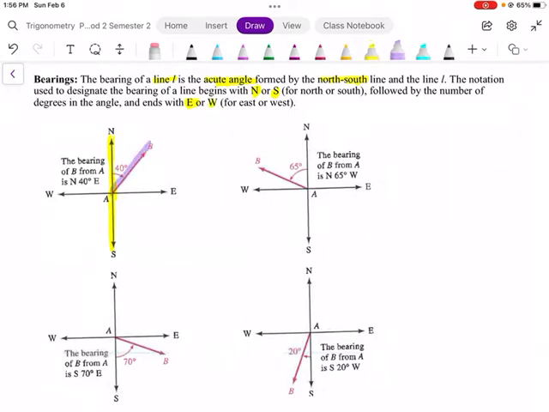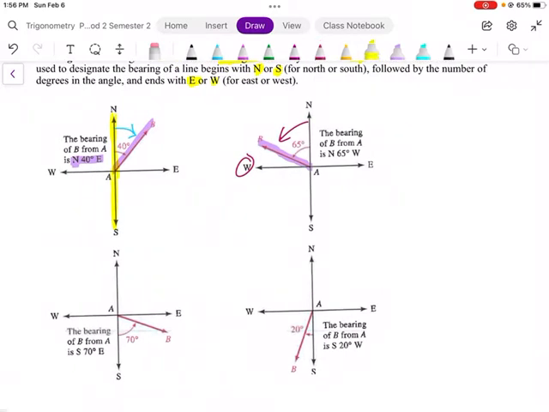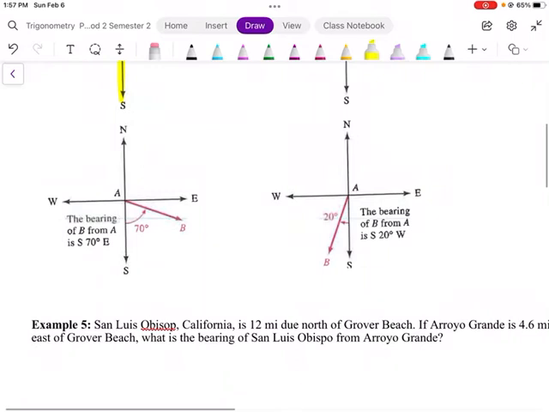So for example, this segment here, B, has a bearing of north 40 degrees east. So we would start from the north line and then we would go 40 degrees in the east direction. Our next example has a bearing of north 65 degrees west because we went towards the west direction. And notice those lines are both above the x-axis.